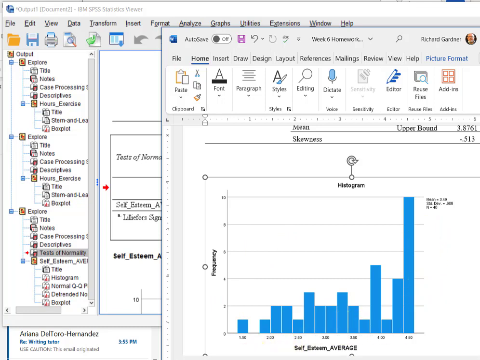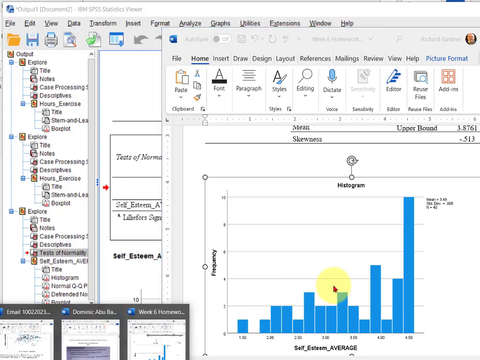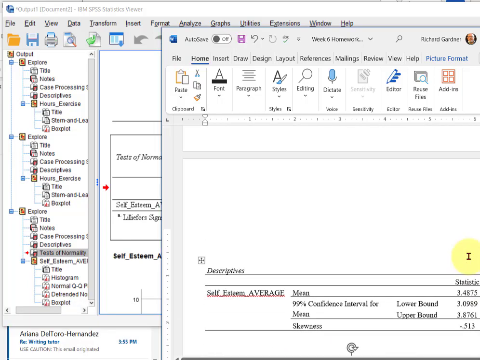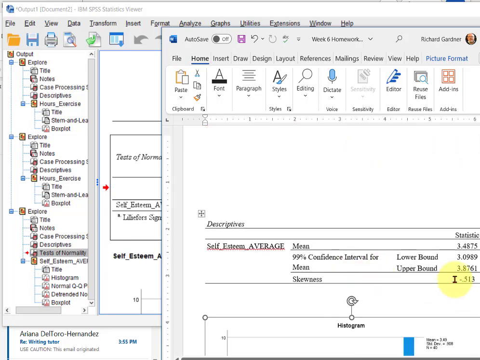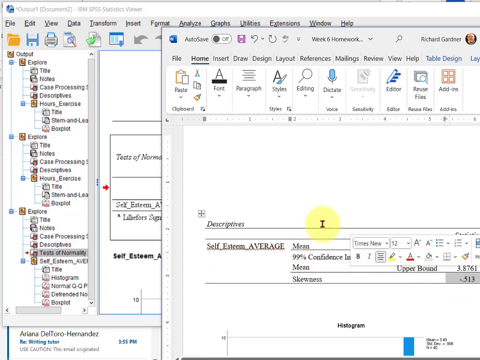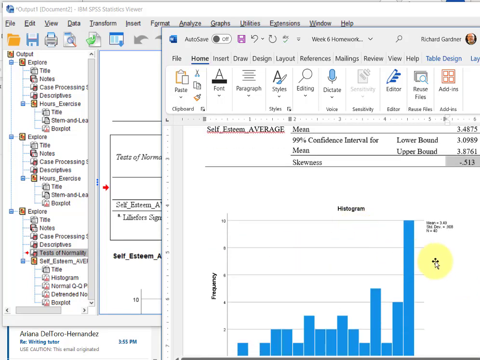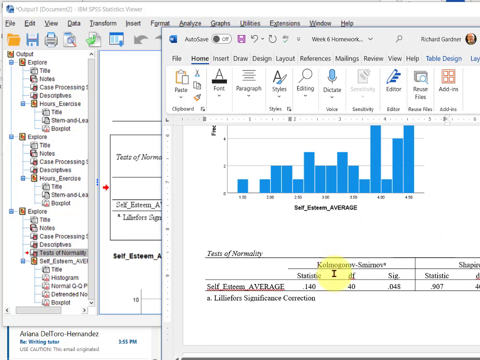And what else did he want? He wanted the coefficients, I believe. Where'd he go? Oh, shoot, hold on. Evaluate the skewness coefficients. There's the skewness coefficients right there. Boom. And we don't need to evaluate them. That's obviously skewed. And then we would look at the Kolmogorov-Smirnov test or the Shapiro-Wilk or both.